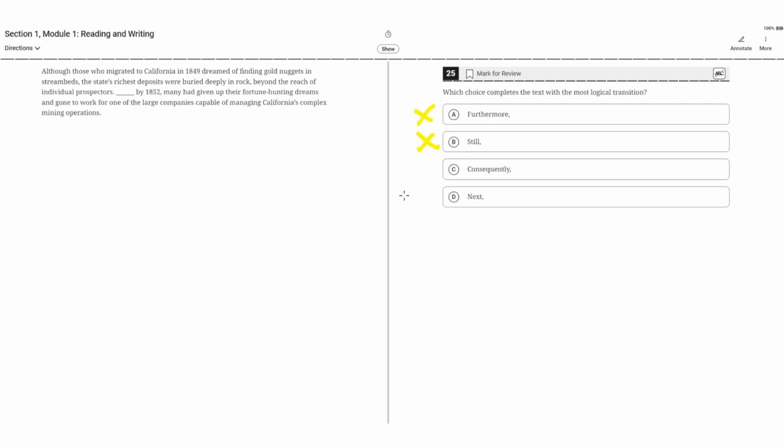D. Next. Next is incorrect here, because next implies that the sentence will be the next step of a process, but this is incorrect, because there is no process. The second sentence simply is a result or a consequence of the information in the first sentence. So D is incorrect, and the answer is C.